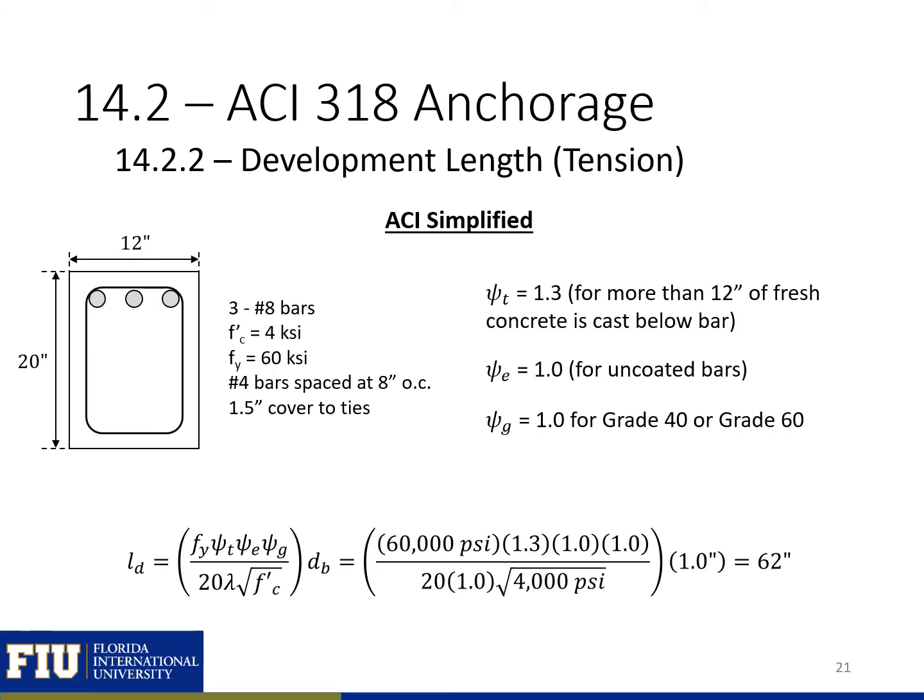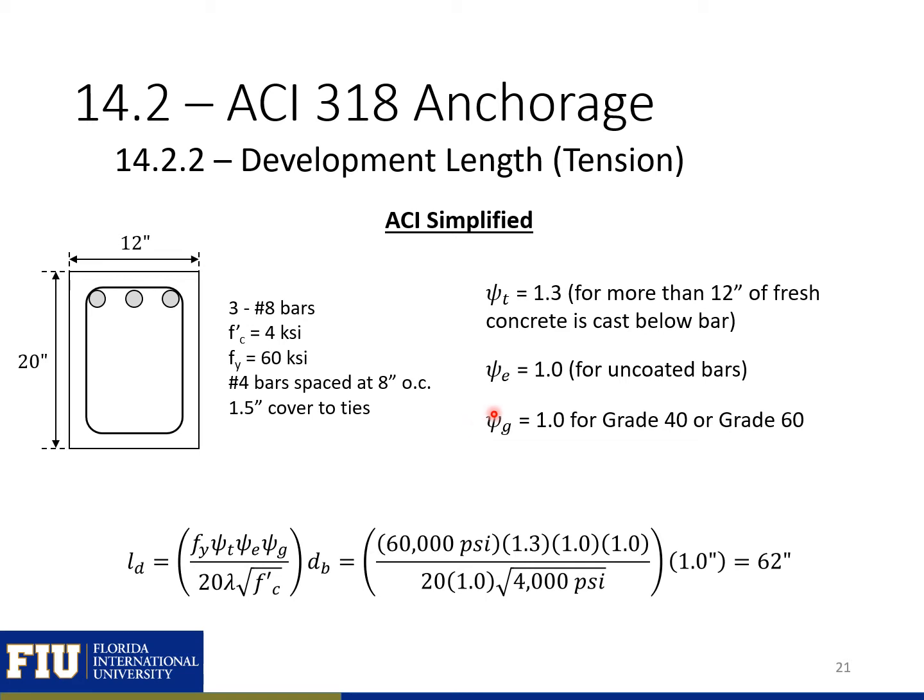For our simplified procedure, we need to determine our different modification factors. First, our top bar modification factor, psi sub t, is going to be equal to 1.3 because we have more than 12 inches of fresh concrete below the bars. So we're assuming that the concrete is cast from the top here. So the concrete's cast, so we have more than 12 inches below the horizontal bar. We have uncoated bars, so our epoxy factor is going to be equal to 1. And we have grade 60 reinforcement, 60 ksi yield, so our psi sub g is going to be equal to 1.